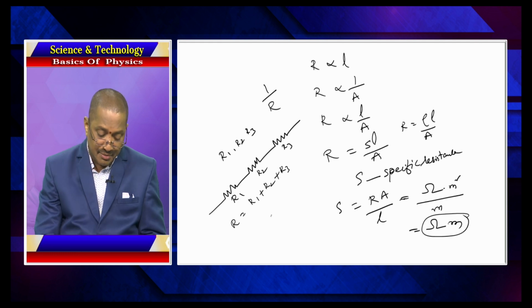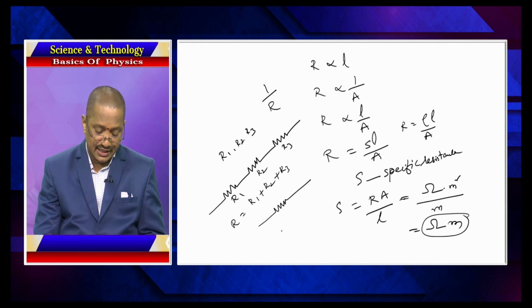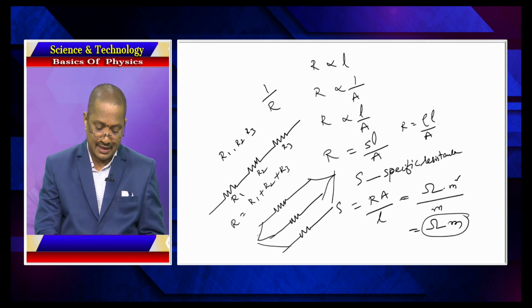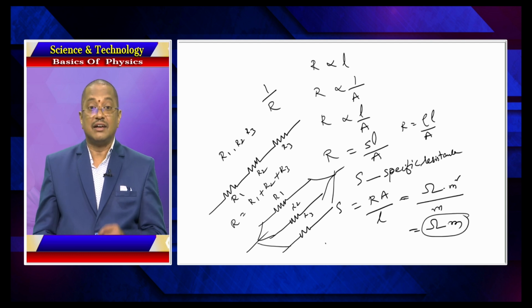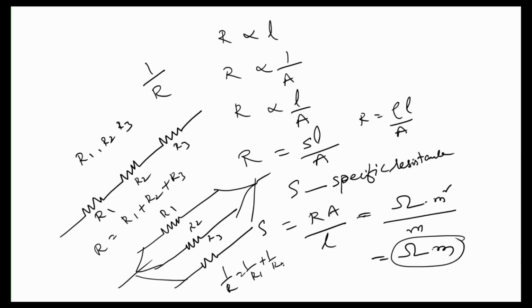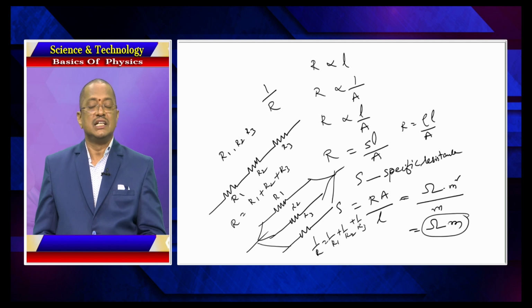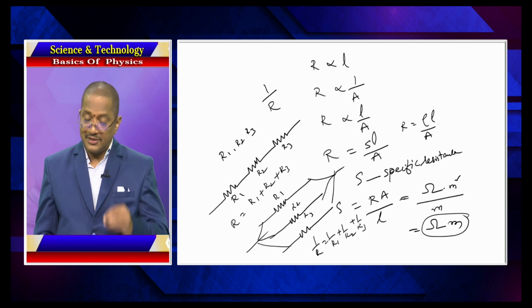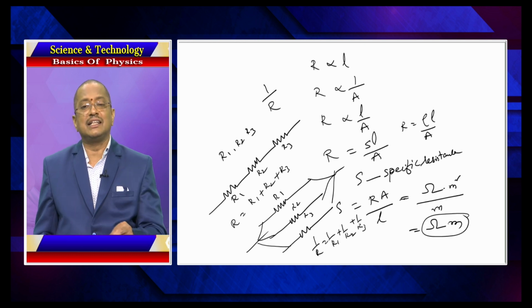Clear? For example, these three resistors are connected in parallel: R1, R2, R3. Then the effective resistance is given by 1 by R equals 1 by R1 plus 1 by R2 plus 1 by R3. If you want more resistance, connect the resistors in series. If you want to reduce the resistance, connect them in parallel. The effective resistance will be smaller than the smallest resistance among the connected resistors.